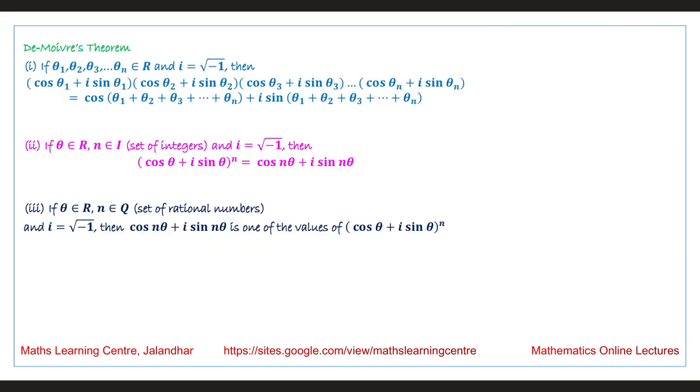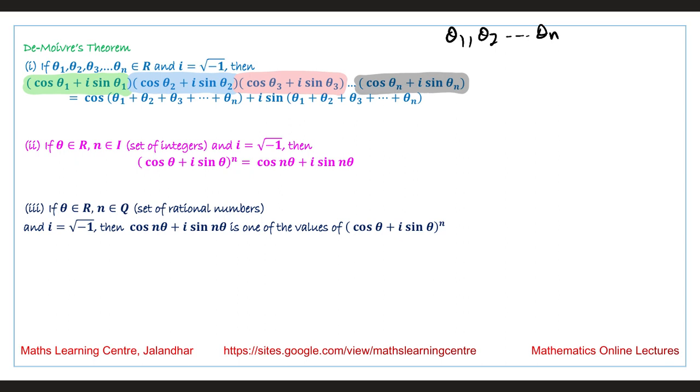Now next we have De Moivre's theorem. So we are saying if we have the real numbers theta 1, theta 2, so on up to theta n, and we are calculating the value of cos of theta 1 plus iota sine of theta 1. We are talking about this first value. We are multiplying it with cos of theta 2 plus iota sine theta 2. Then it is cos of theta 3 plus iota sine theta 3. Then so on up to cos of theta n plus iota sine theta n.